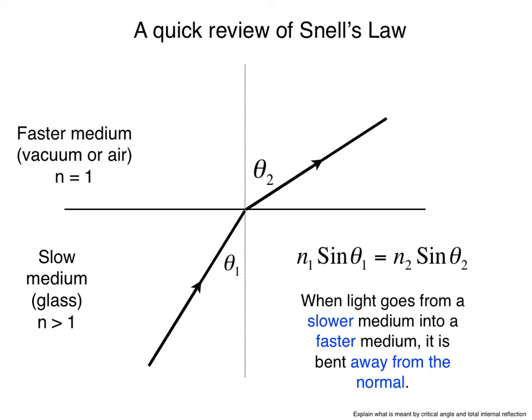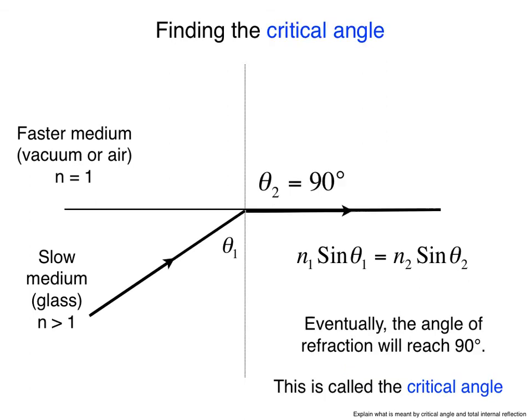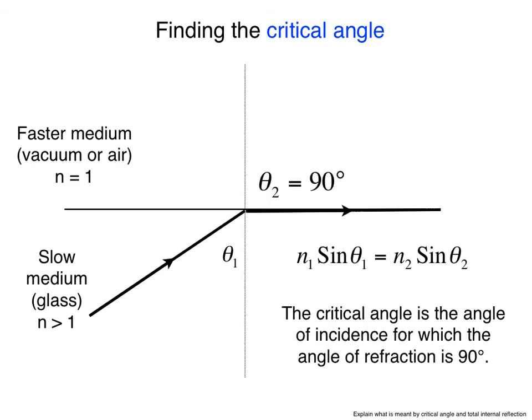In this situation where light is traveling from a slower medium into a faster medium, an interesting thing happens if we increase the angle of incidence. As the angle of incidence is increased, the angle of refraction increases, but at a faster rate. As we continue to increase the angle of incidence, the angle of refraction will eventually equal 90 degrees. But what does this mean? It means that no light will travel into the second medium. 100% of the light will be reflected back into the original medium. This property of refraction is called total internal reflection.